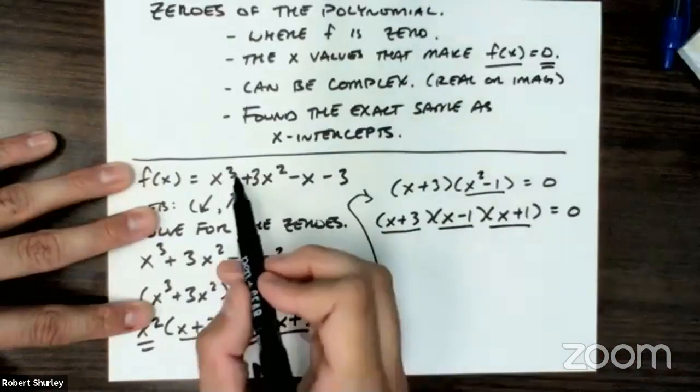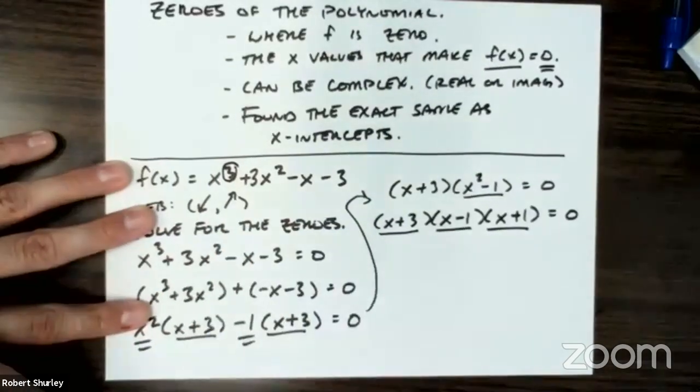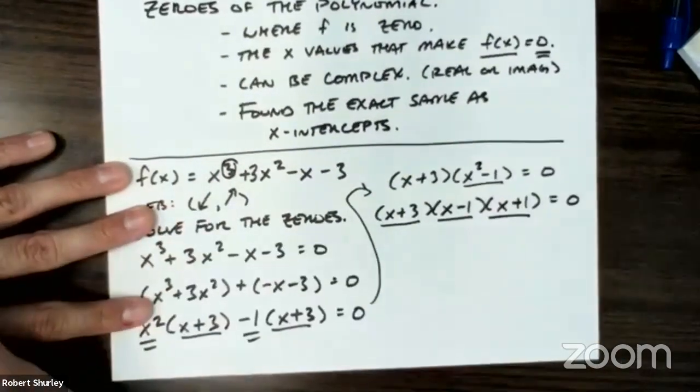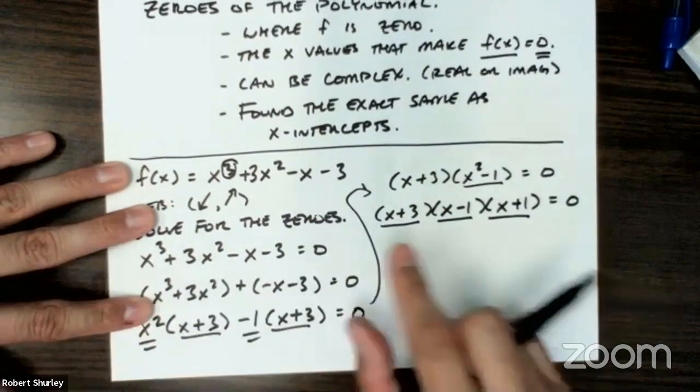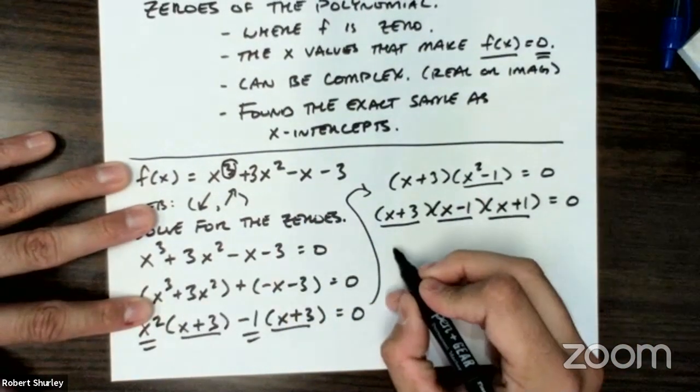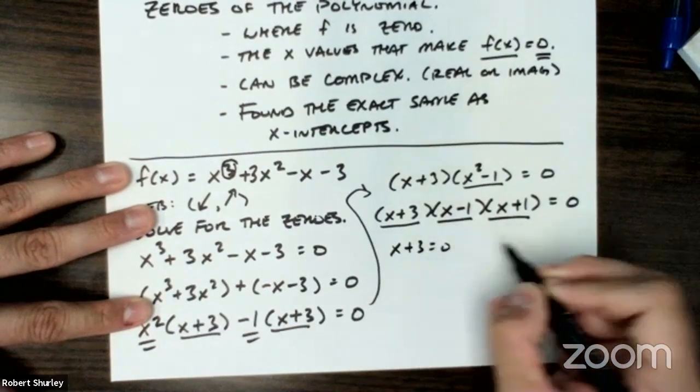Now look, I notice something. Notice we've got 3 factors. What's our degree? 3. We already knew that, right? This is going to factor into 3 factors completely, okay? Now at this point, because we factored it completely, we just set each factor equal to 0.